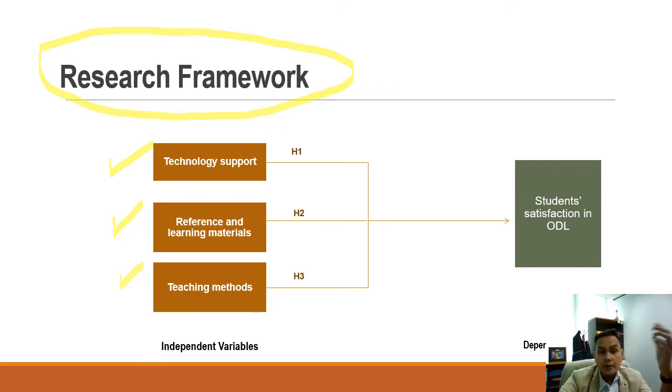Okay, so like I did mention, the first hypothesis is: is there any relationship between technology support and student satisfaction? And then hypothesis number two: is there any relationship between reference and learning materials towards student satisfaction? And the third hypothesis: is there any relationship between teaching method and student satisfaction in ODL?